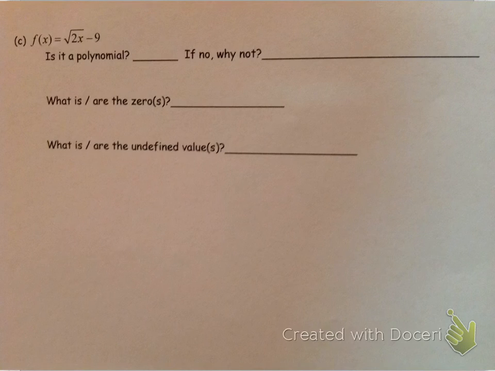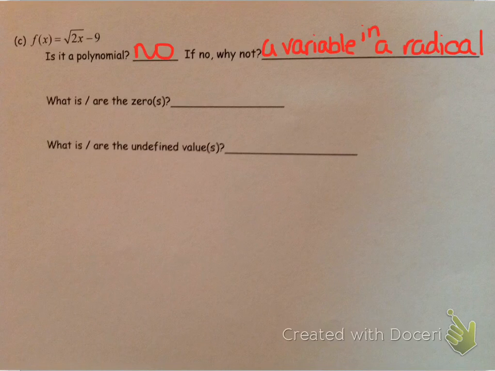And then the final example for today, is this a polynomial? No. Why not? Remember, don't just say there's a radical. What is it that's inside of the radical? So hopefully you remember to put that there's a variable in a radical. That's what makes it not a polynomial.